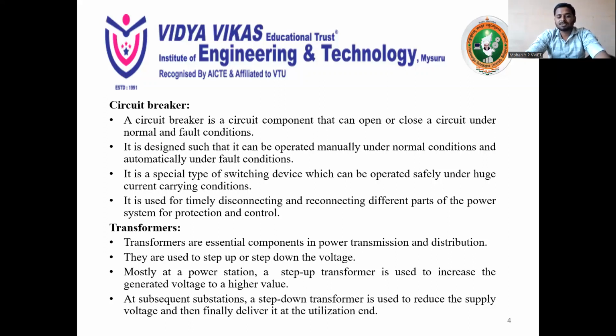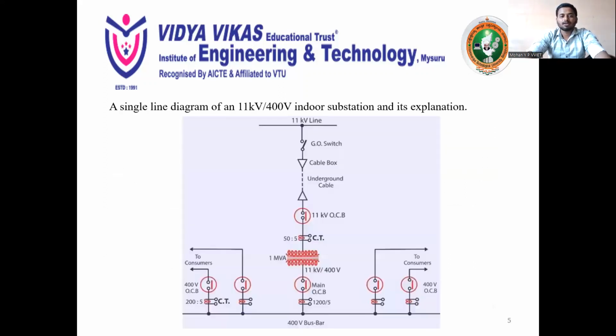Next is transformers. Transformers are essential components in power transmission and distribution. They are used to step up and step down the voltage. Mostly at the power station, a step up transformer is used to increase the generated voltage to a higher value. At subsequent substations, a step down transformer is used to reduce the supply voltage and then finally deliver it at the utilization end. This is the single line diagram of an 11 kV/400 volts indoor substation and its explanation.